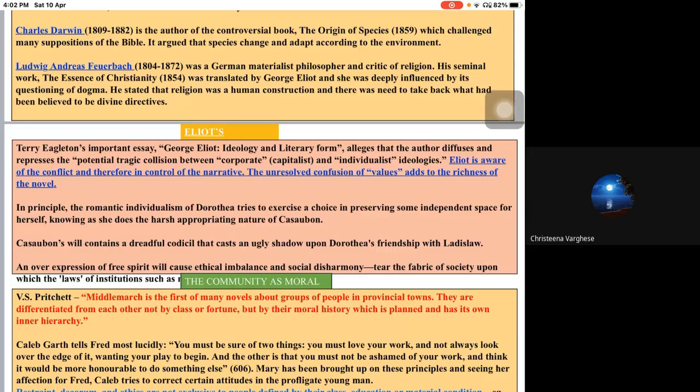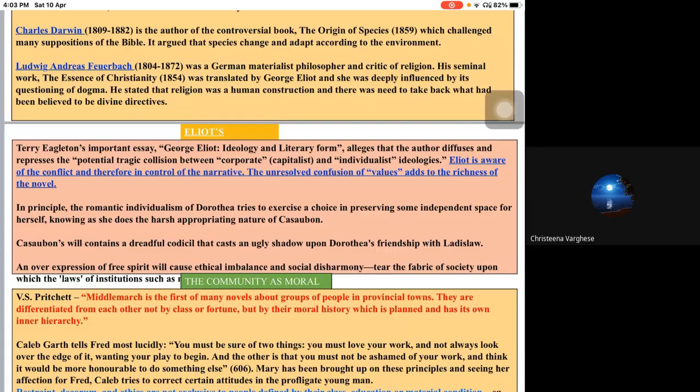Then the next point: Terry Eagleton's important essay, George Eliot, Ideology and Literary Form, alleges that the author diffuses and represses the potential tragic collision between corporate and individualist ideologies. So, talking about ideology and literary form, the author diffuses and represses the potential tragic collision between the corporate forms, corporate being the capitalist, and the individualist ideologies. The industrialists versus the workers, you can say, right?